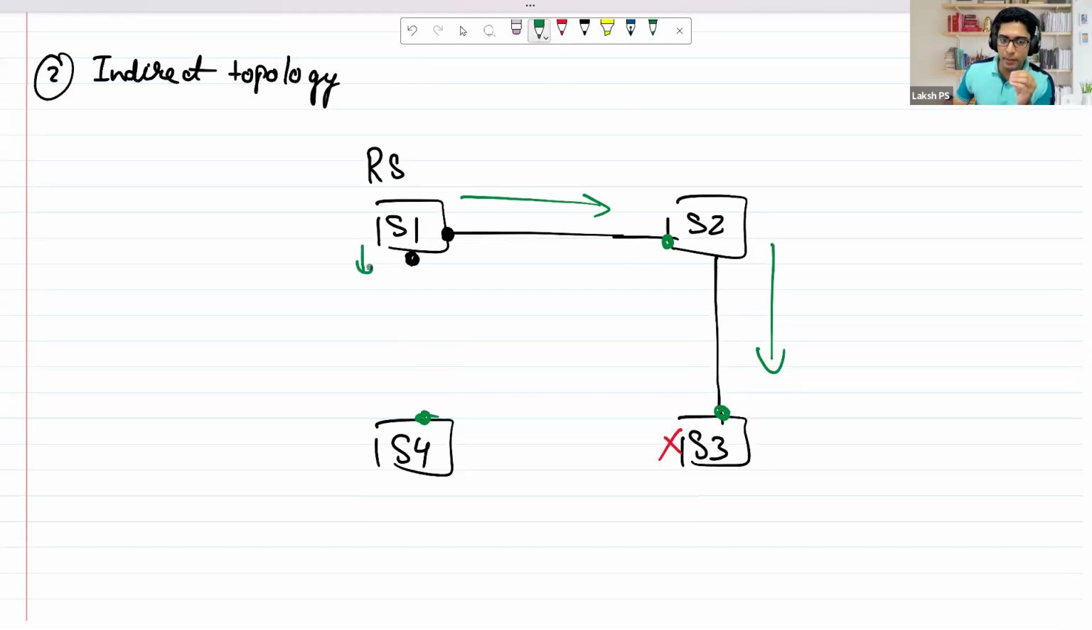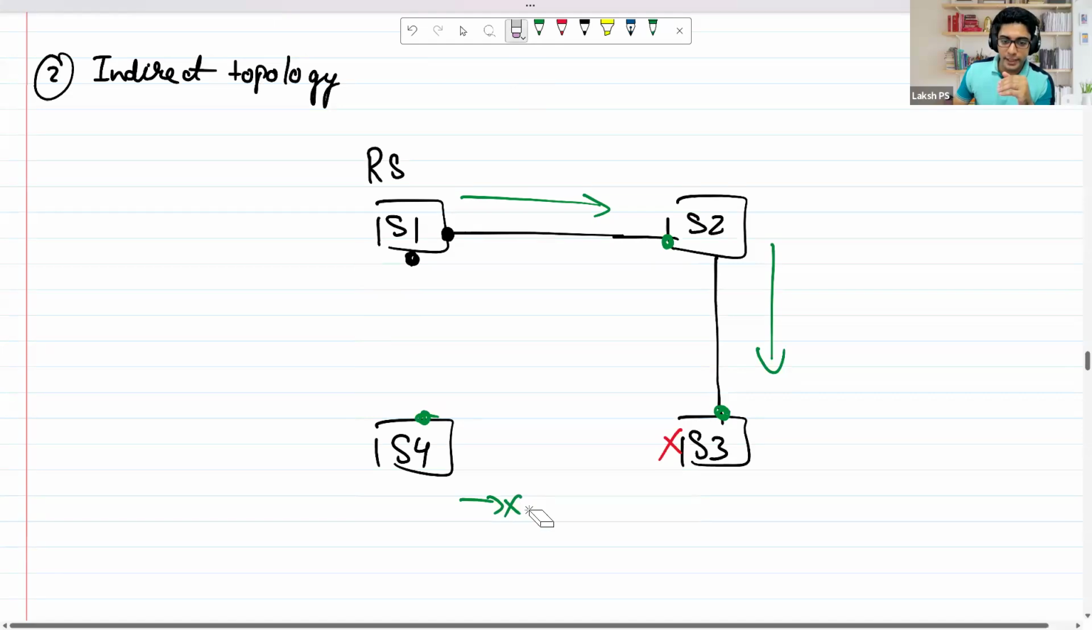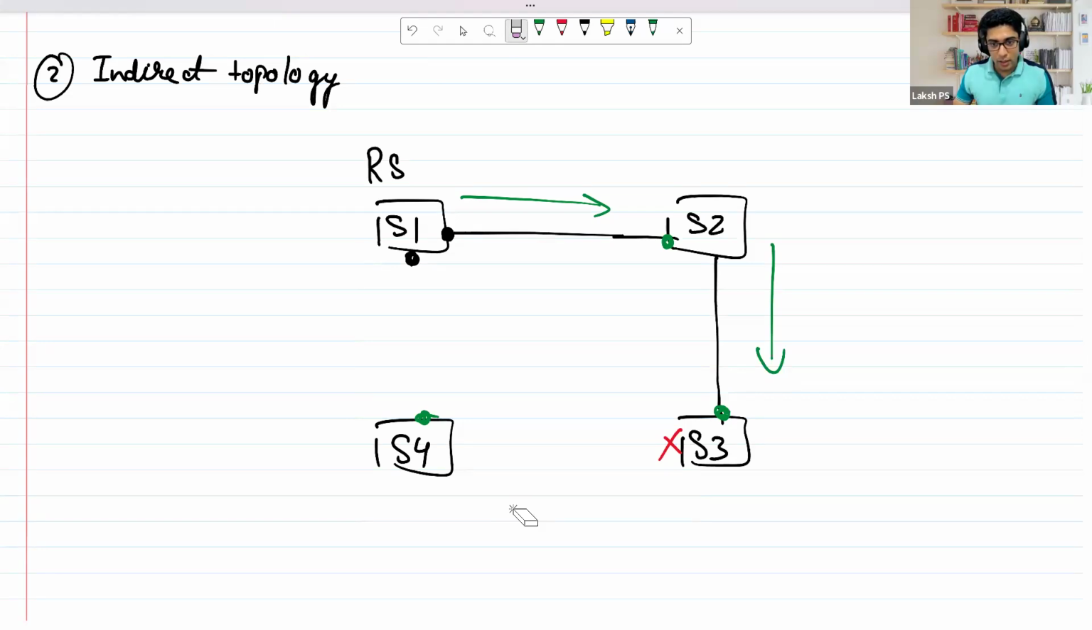Switch 1 is sending a BPDU, however, switch 4 cannot receive it. If switch 4 cannot receive it, it cannot forward that BPDU to switch 3. Okay. Now, what is happening? Switch 3 is supposed to receive the BPDU on the blocked interface. However, now it is not receiving.